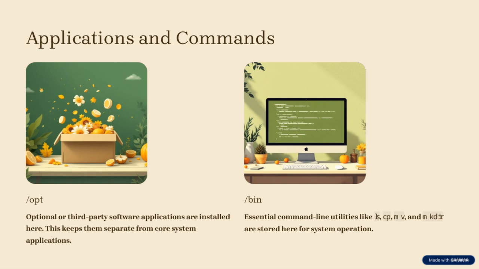So, in summary, /bin is where the core command line tools live, vital for everyday operations, while /opt hosts extra applications that enhance or extend the system's capabilities. Understanding this structure helps us see how Linux systems are organized for both stability and flexibility.